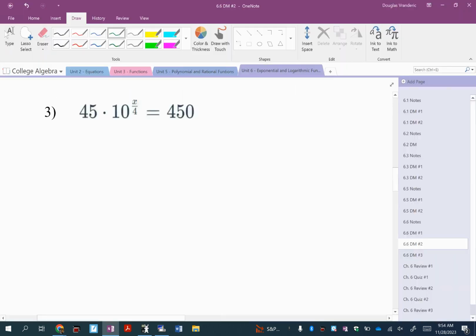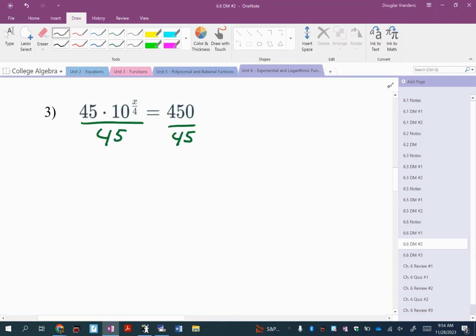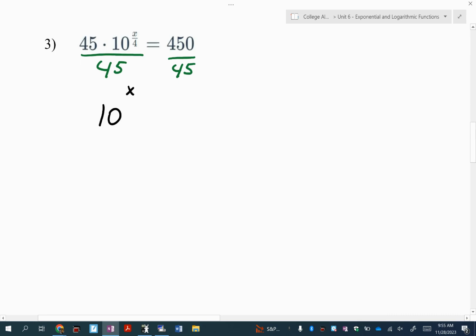Okay. How do I move that 45 to the other side? Very good. Divide. I do love division. Yeah, Michael, what up? I think we actually know this one. What's 450 divided by 45? It's 10. Nice.